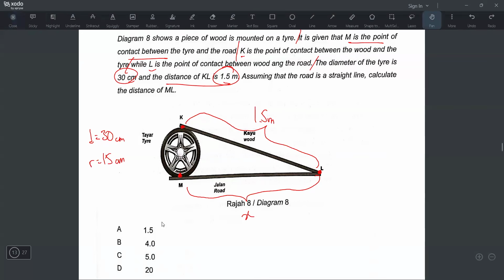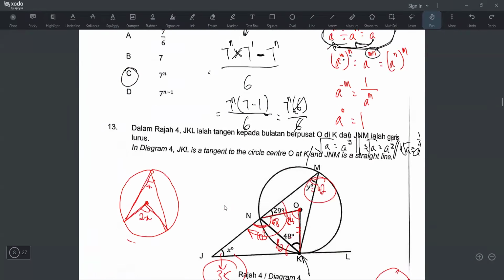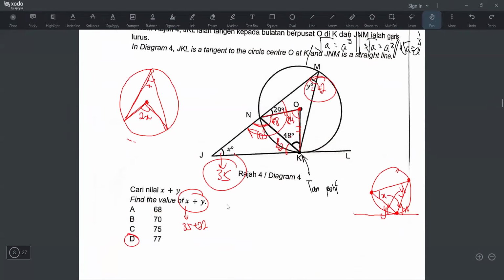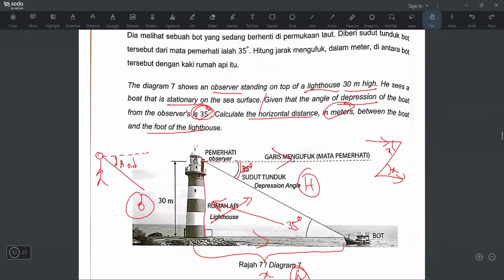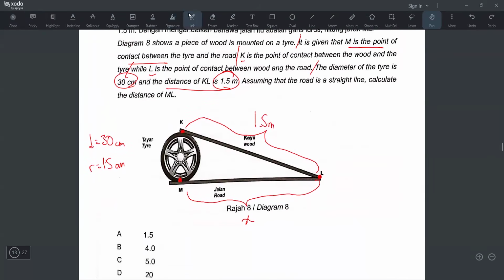Just now got one question also I say, right? Where is it? The circle question. Yeah, this one. Yeah, I say it here also. So this contact point is called the tangent point, and center tarik tangent point must be 90 degrees. So center tarik tangent baru 90. So where do you think is the center of the tire? It's here. So tarik sini 90 sini, tarik sini 90 sini, right?